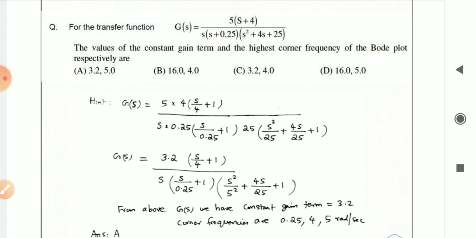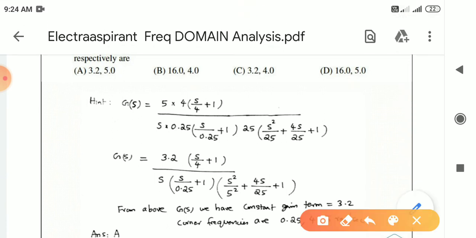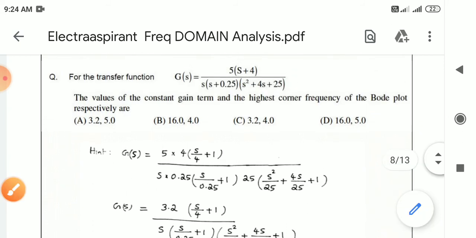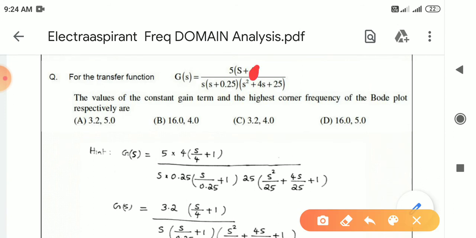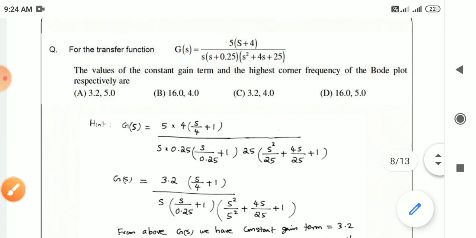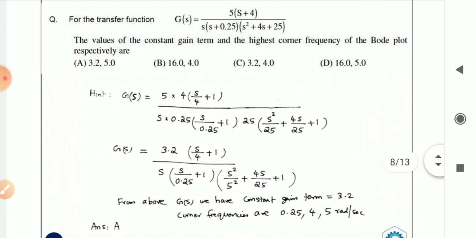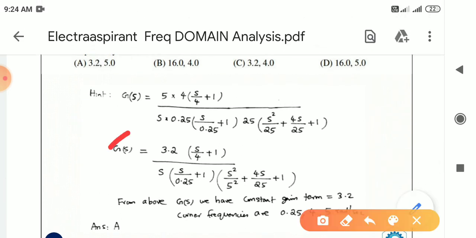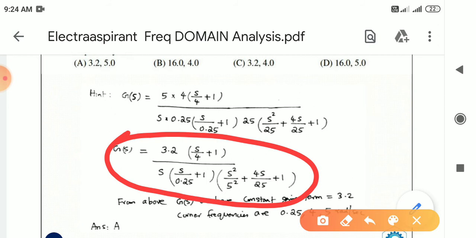That is, we need to make the constant portions unity. That is, we need to take 4 from the numerator, and from the denominator, from this term we need to take 0.25 outside, and from this term we need to take 25 outside. So by making the time constant form, G(s) becomes like this, and we can get the constant gain term directly as 3.2.